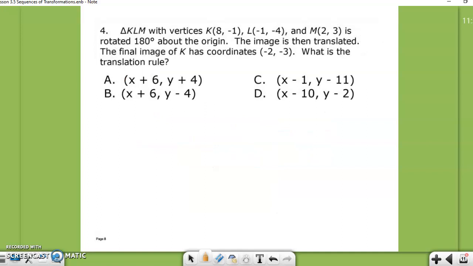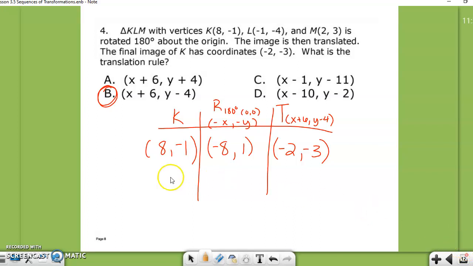Give number 4 a try. It is also multiple choice. Set up a chart for just K. Pause your video, try it, check your work, make sure you're good, and we will see you on the next lesson.